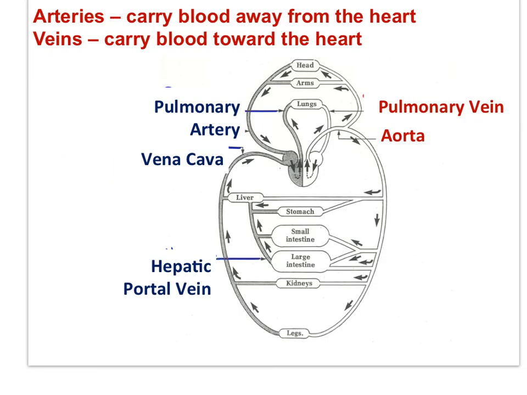The roles of arteries and veins have nothing to do with whether the blood is oxygenated or deoxygenated. Arteries carry blood away from the heart. Veins carry blood toward the heart. Here is an artery carrying deoxygenated blood to the lungs. And here are veins carrying oxygenated blood back to the heart. Be careful. Pay close attention to these definitions.